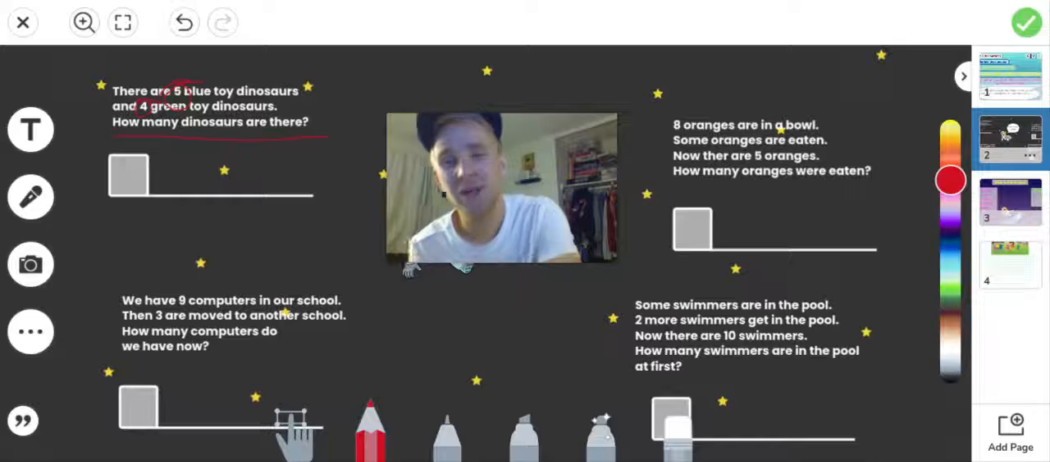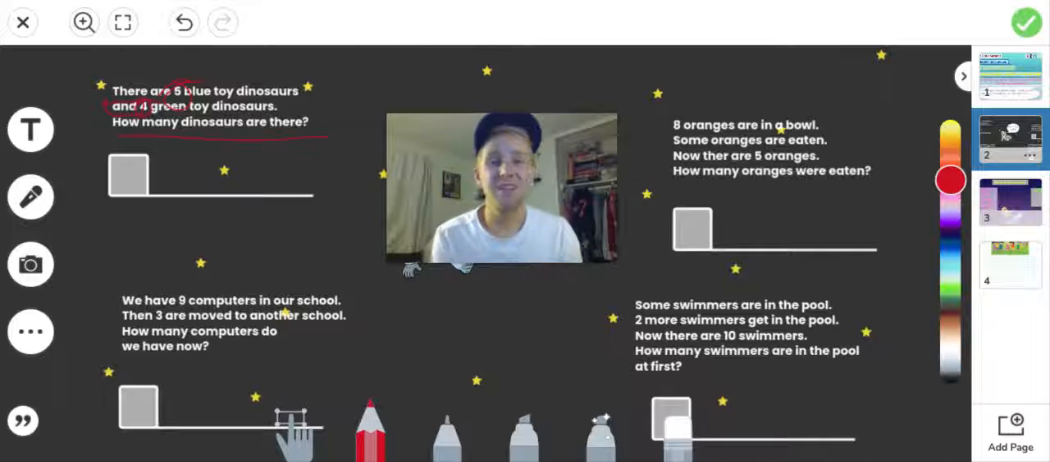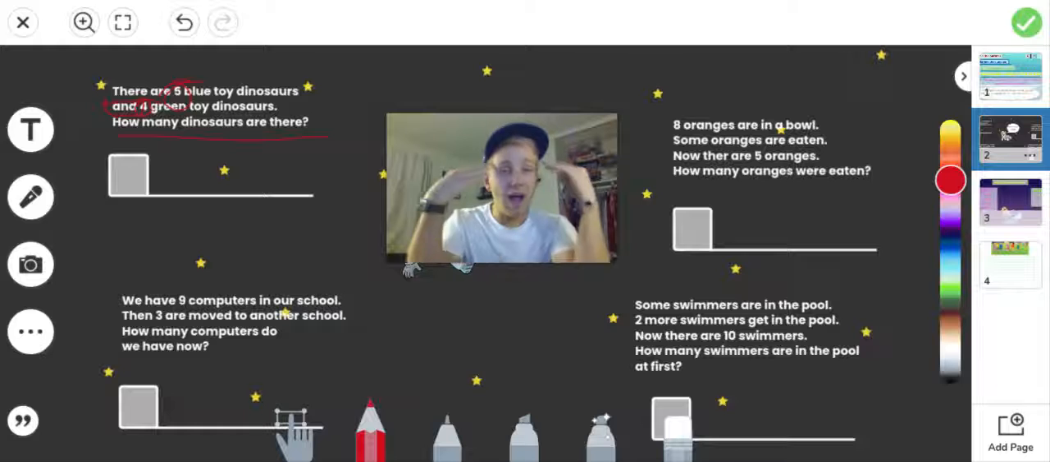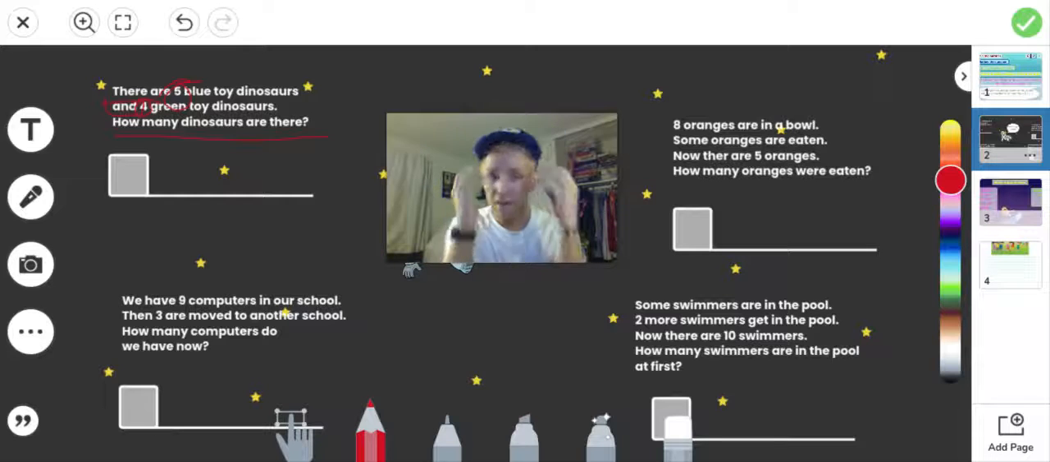And that math action word is, my friend, the word and, because it's telling me that I have 5 blue dinosaurs and 4 green dinosaurs. And it wants me to figure out how many there are altogether. That's what we're looking for. So I obviously have already started building that picture in my brain. I started figuring it out the second I needed to solve this problem. My brain started working and putting that picture together.